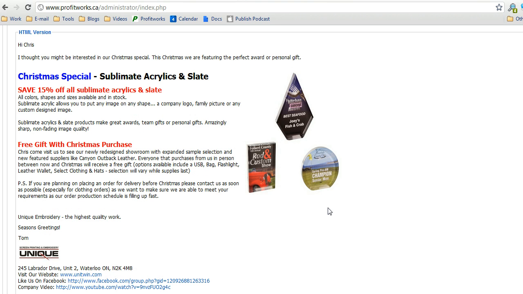And you can see here it's exactly the same email, the same content, except in this particular template, the image of the Sublimate Acrylics is over on the right. Now, for the interesting part, the results.